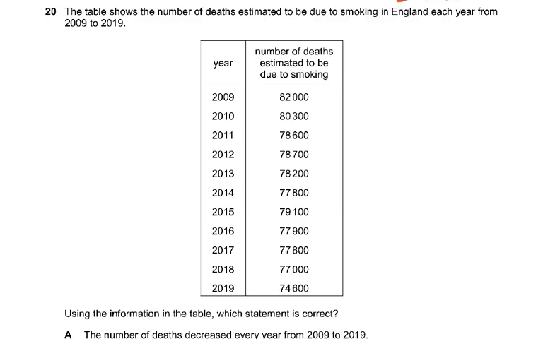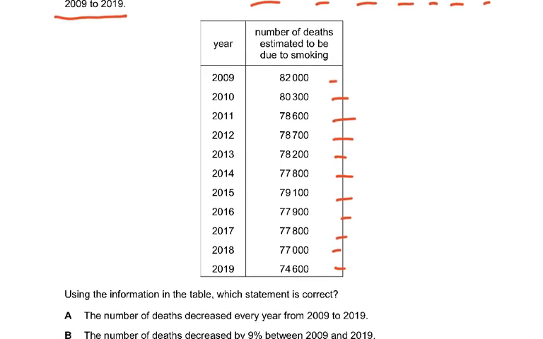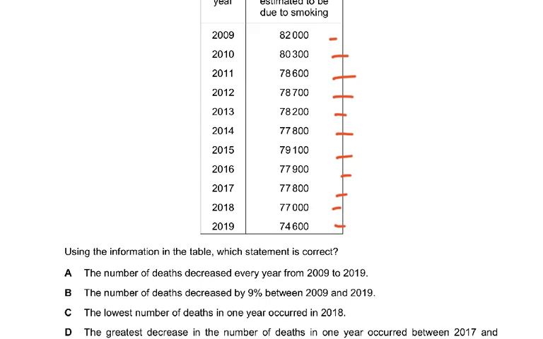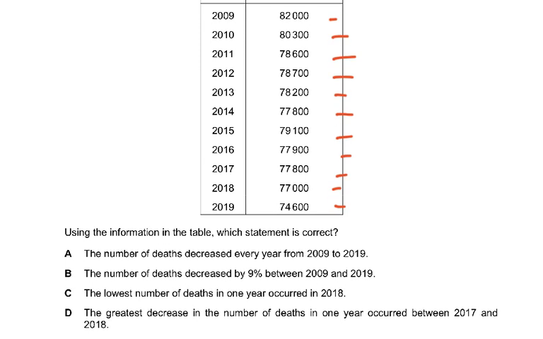Question number 20. The table shows the number of deaths estimated to be due to smoking in England each year from 2009 to 2019. Number of deaths estimated to be due to smoking: 2009, 82,000, then 80,000, then 78, 78, 78, 77, 79, 77, and so on. Use the information in the table. Which statement is correct? I've always told you how you handle this: ask, does the table tell me this?